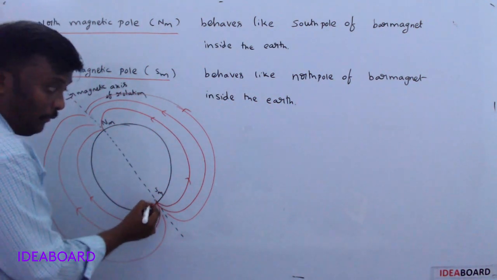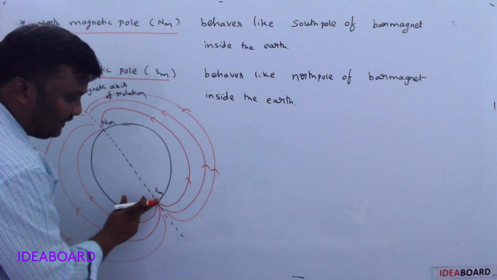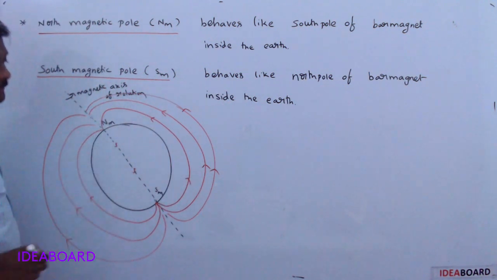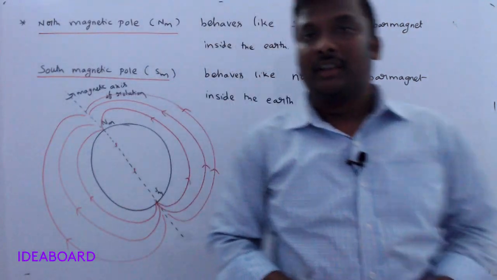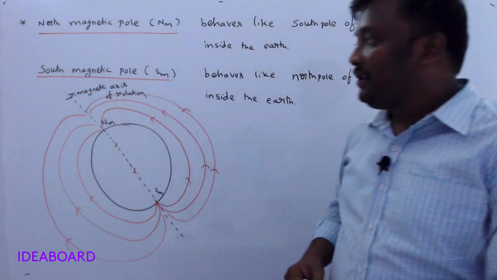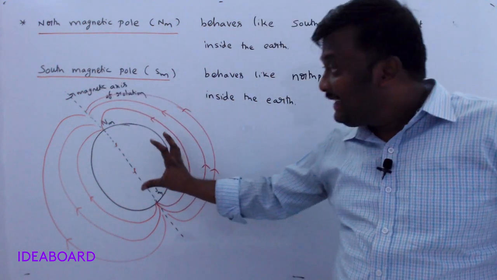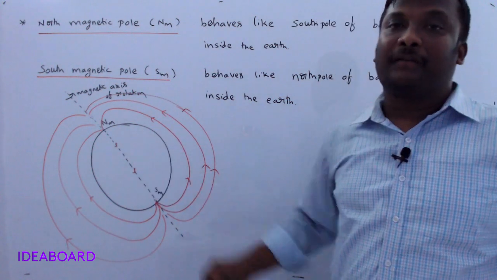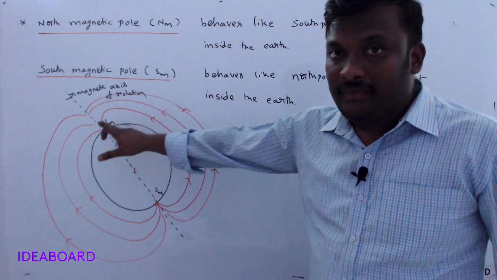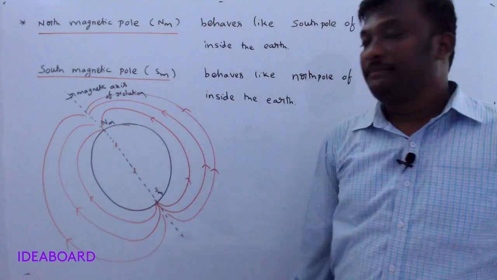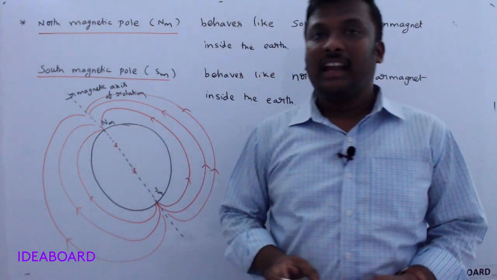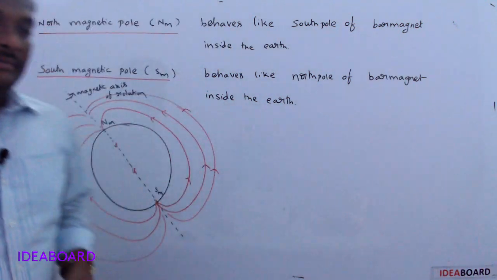So where it starts from outside: SM to NM, inside NM to SM. Understand? So this is the magnetic axis of rotation. Based on this magnetic axis of rotation around the earth, there is the earth's magnetic field. Now that earth magnetic field's direction is from outside SM to NM, inside NM to SM. Okay, keep the directions in mind. Understand? Thank you.